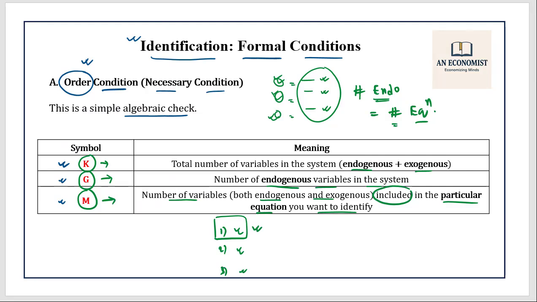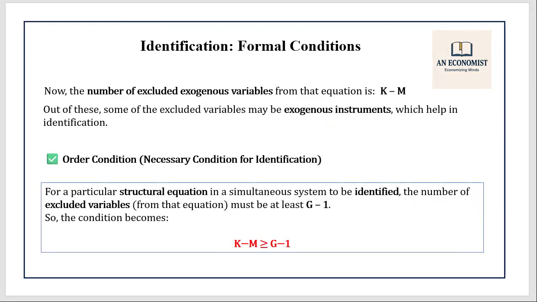So for the first equation, you will calculate the total number of endogenous and exogenous variables that are included in the first equation only. If you can identify these three variables, your job is almost done. Then you apply the order condition, which tells you that for a structural equation to be identified, the total number of excluded variables from that equation must be at least equal to g minus 1. So the condition is simply this.